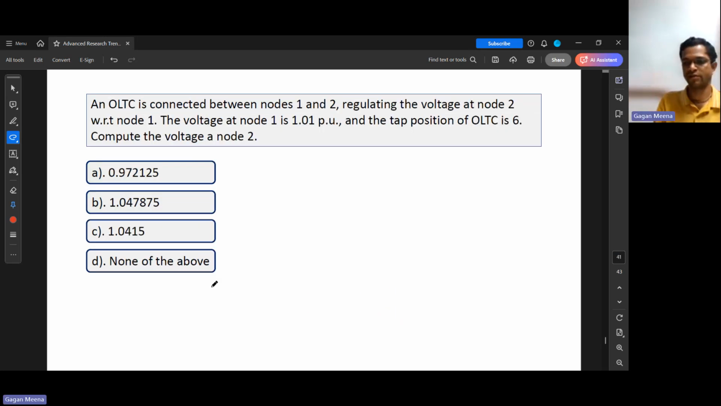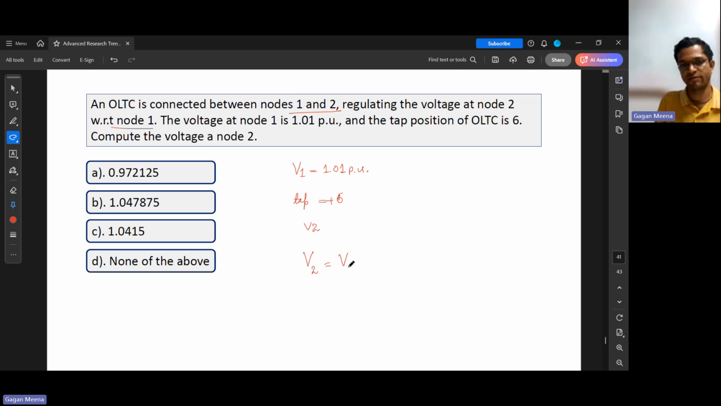Okay, I think this is the last question. Yeah, this is the last question. An OLTC is connected between nodes 1 and 2, regulating the voltage at node 2 with respect to node 1. Node 1 voltage is 1.01 per unit, and the tap is plus 6. Compute the voltage at node 2. We need to find V2.